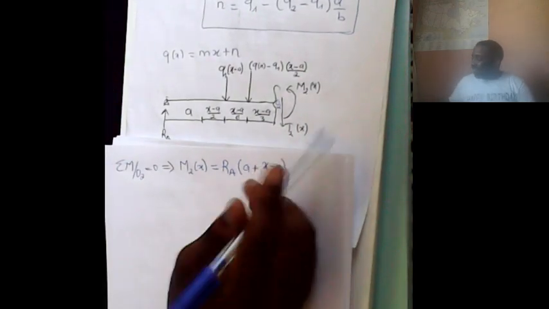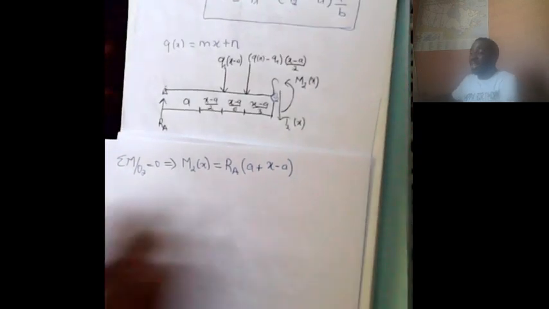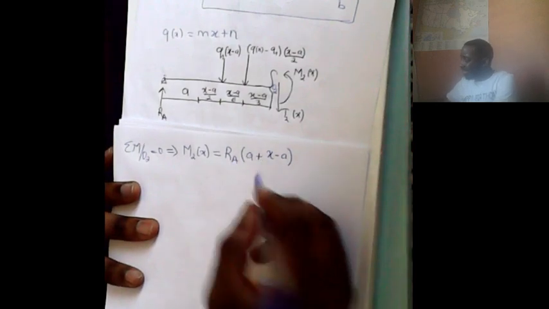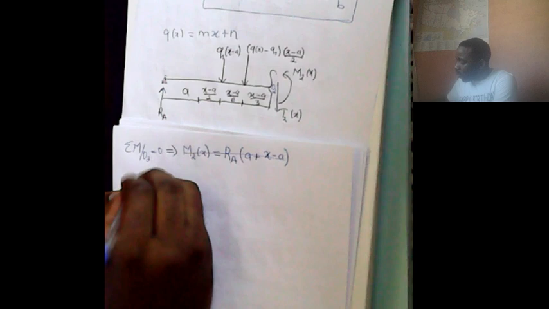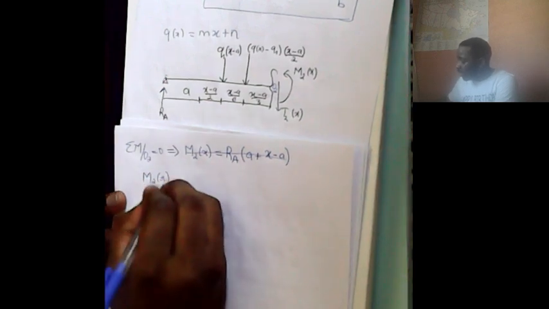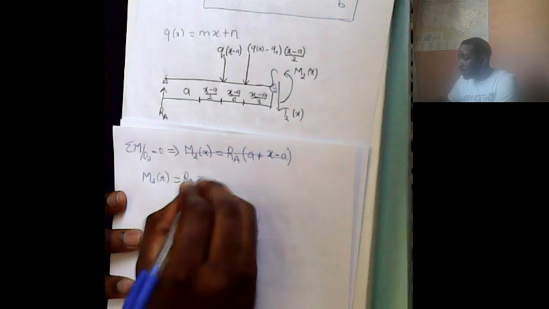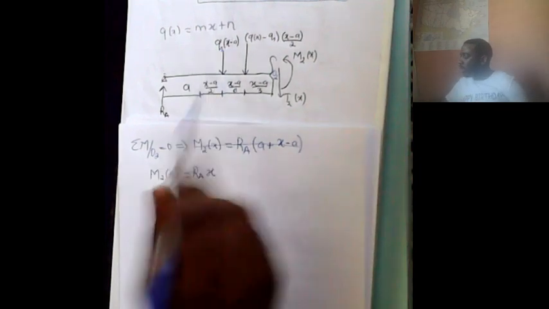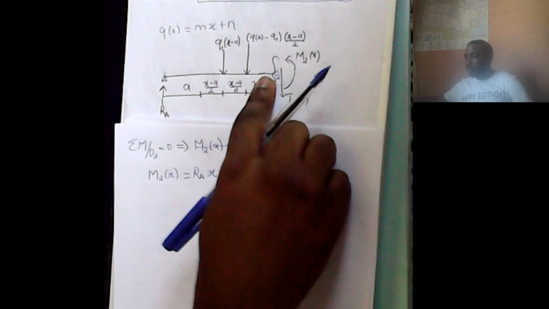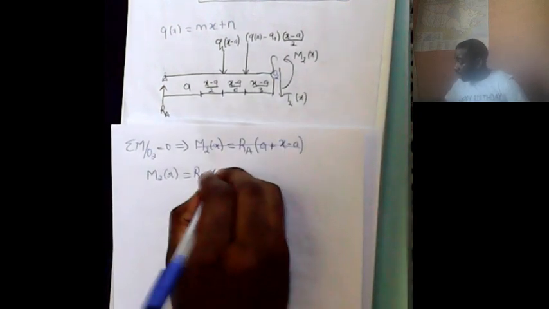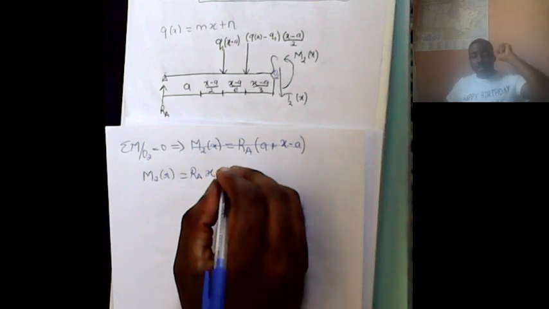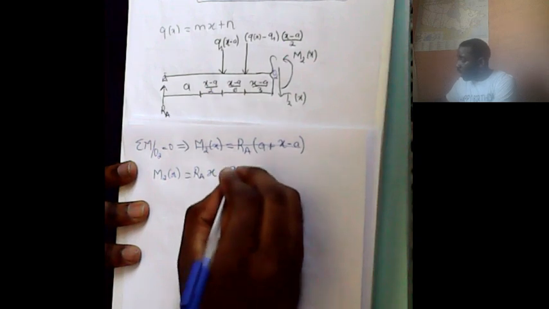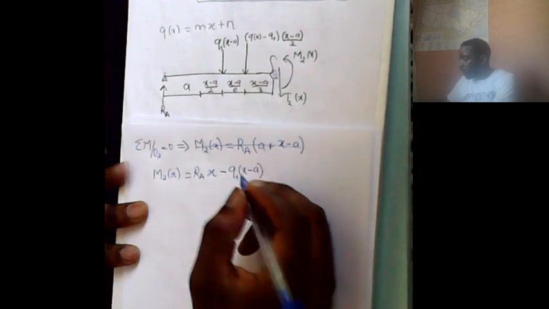We are seeing large expressions, and you have the impression that everything after that will just be complex. So M2 of X will be equal to RAX. And then the next load is this one, but it is in the same direction as the moment compared to the load, right? So we'll have minus, because when it crosses, it becomes negative. If it was still on the same side with M2 of X, it would have been positive. So we'll have minus the value of the load, Q1 into x minus a, times what?